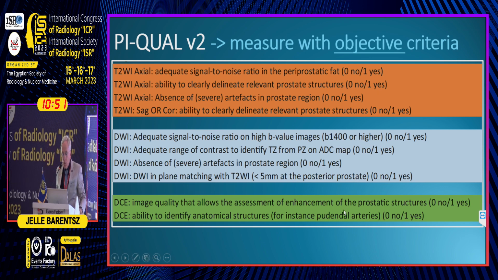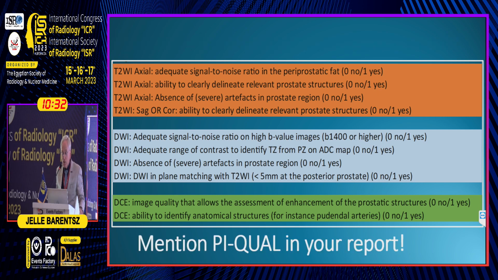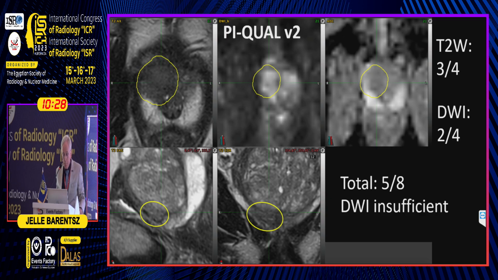With DCE we look at the enhancement. Is the quality good enough to allow us to see enhancement in time, and can we identify anatomical structures, for example, the pudendal artery? So this is a way, and you should have it, this will be out very soon to test it. Mention this in your report. I'm doing this routinely now every day.